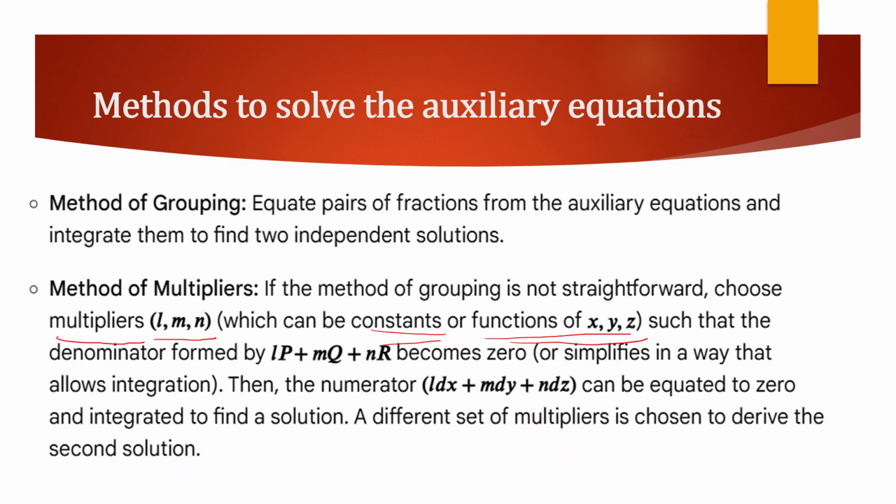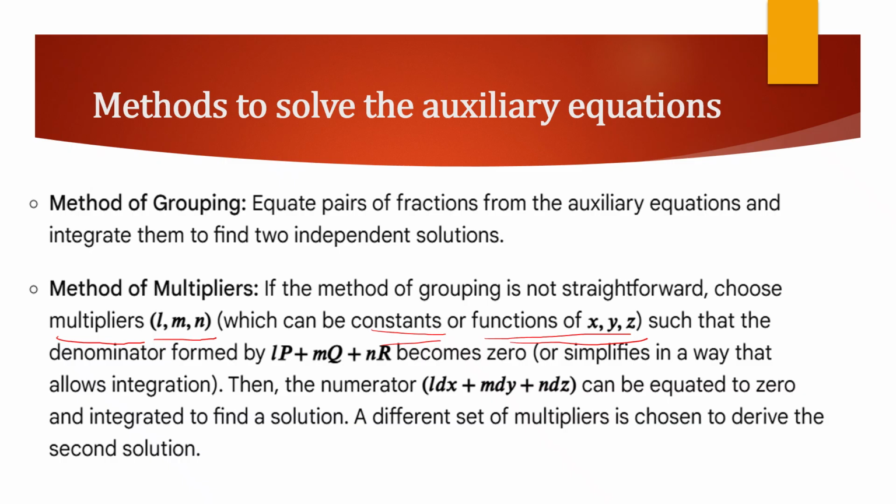When you choose your multipliers in this way, we can say the numerator term, that is L into dx plus M into dy plus N into dz, can be equated to 0, and then integrating that equation we can find one of the solutions. By choosing different multipliers and applying the same procedure, we can find our second solution. So now let's see some examples for solving a Lagrange's linear equation.